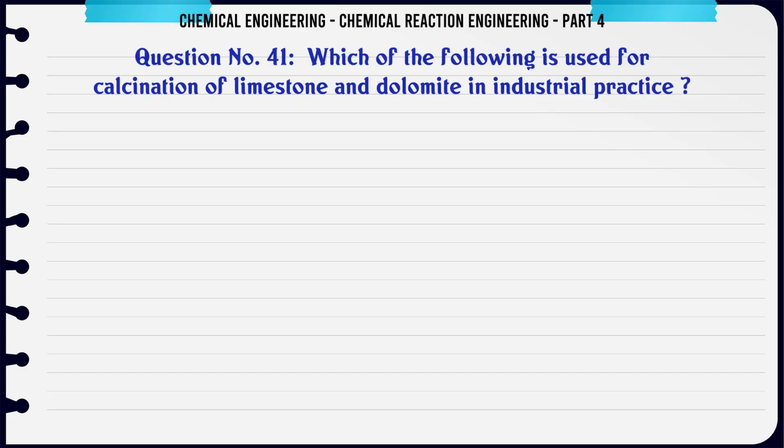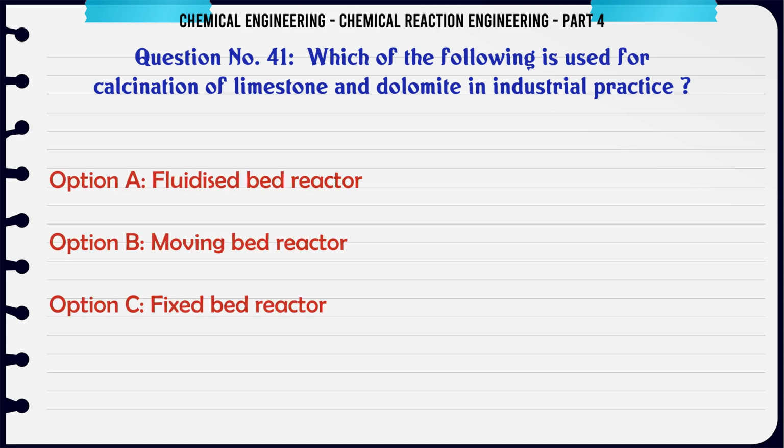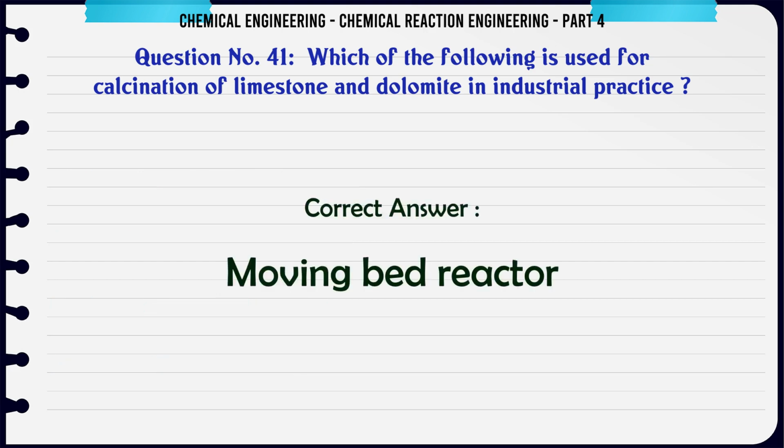Which of the following is used for calcination of limestone and dolomite in industrial practice? A. Fluidized bed reactor. B. Moving bed reactor. C. Fixed bed reactor. D. None of these. The correct answer is moving bed reactor.